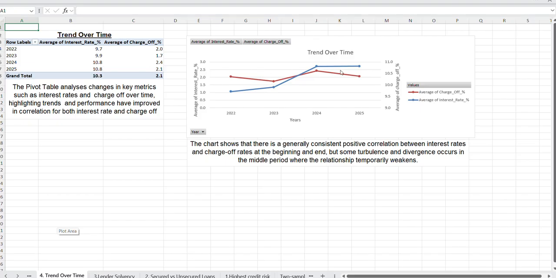Then I added average interest rate and average charge off. Basically it is showing a correlation over the years. When the charge off, the bad debt, was 2%, the average interest rate was 9 point something. When bad debt written off increased, average interest rate increased. In the middle it went through some turbulence, an anomaly, but it is mainly showing a correlation. When interest goes up, written-off bad debt goes up because there's more risk. If interest rate goes down, there is less risk, and that goes down also.